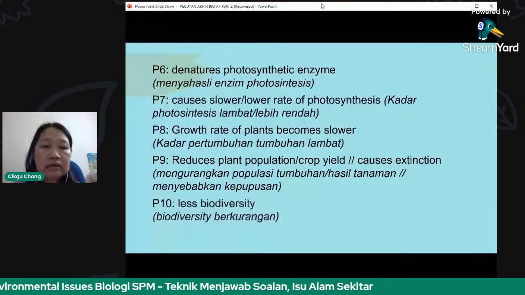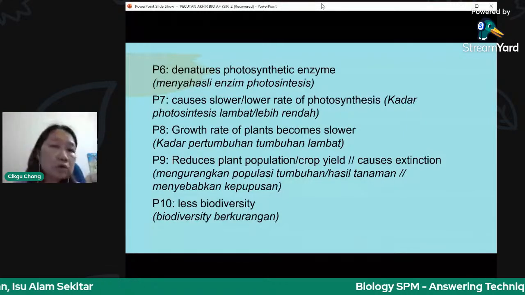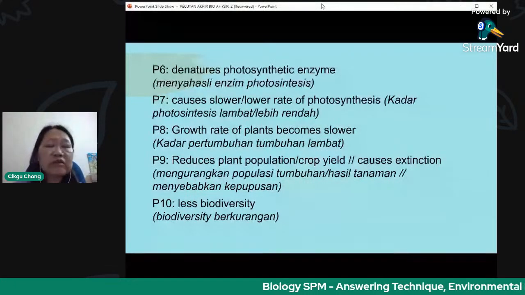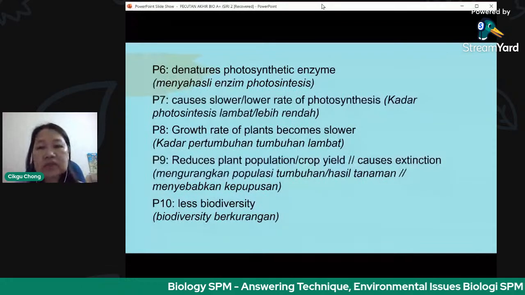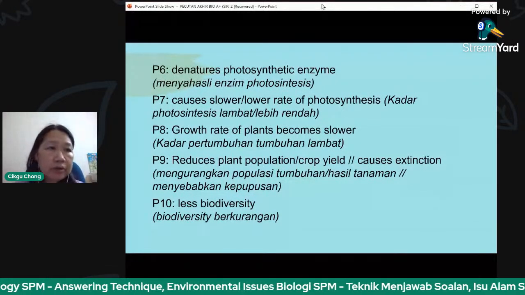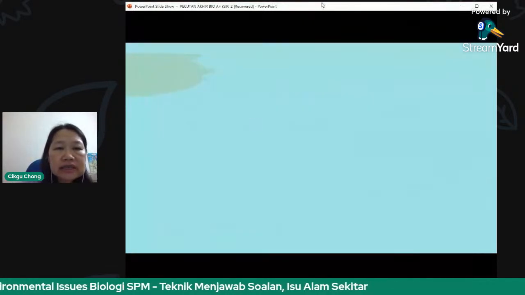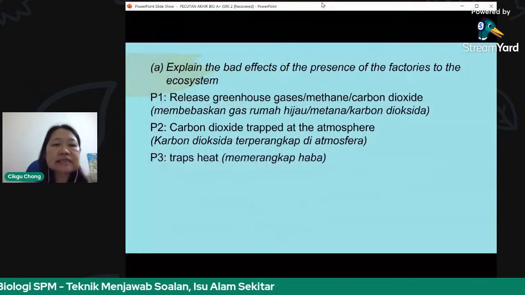All right, okay? And that in turn causes less biodiversity. That means certain plants will no longer be on this earth. That means you don't have so many types of species anymore. That's called less biodiversity. Global warming, yes, you can write global warming, but your global warming will be due to this one. Tie back with these gases, the greenhouse gases.